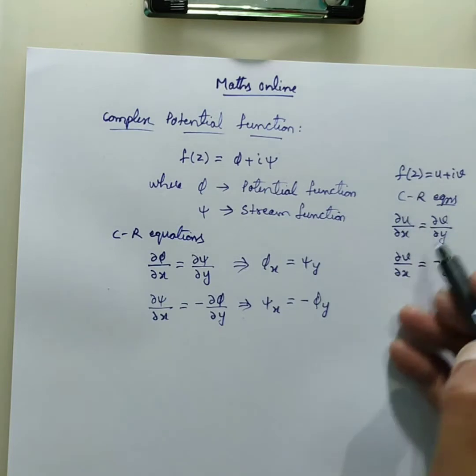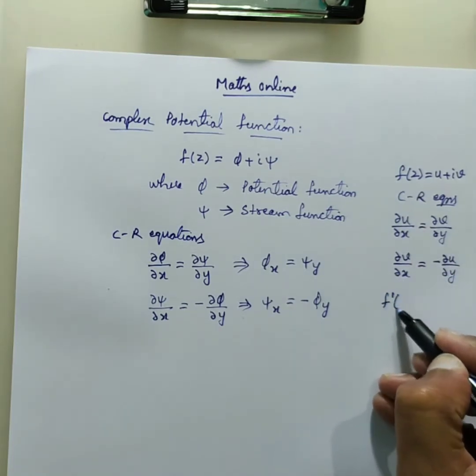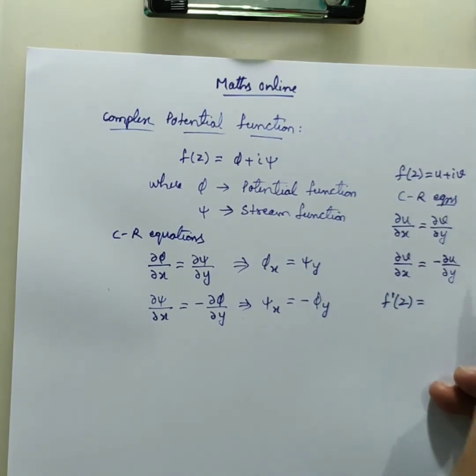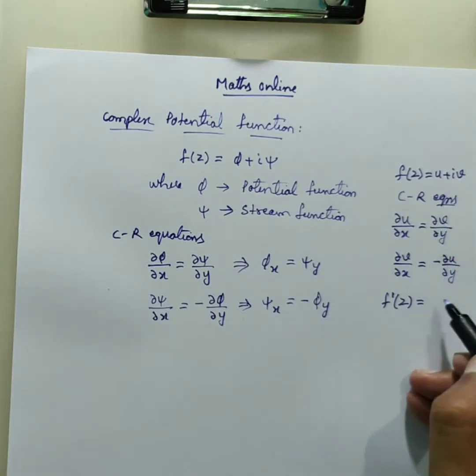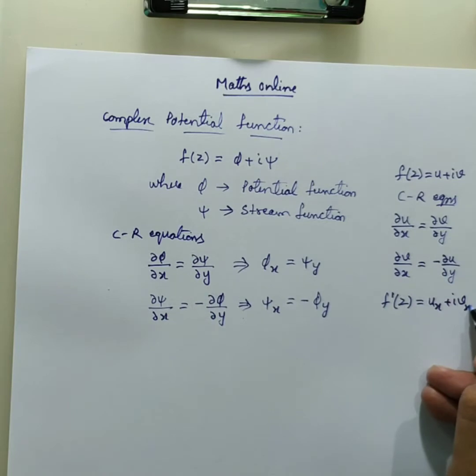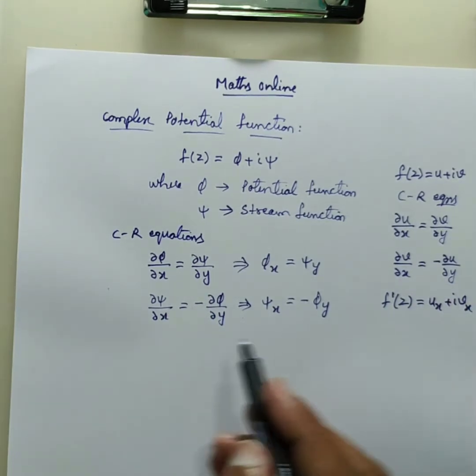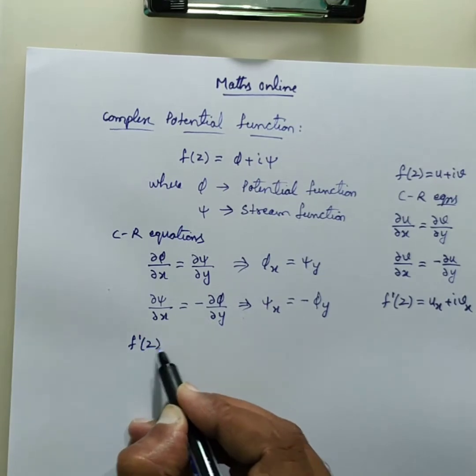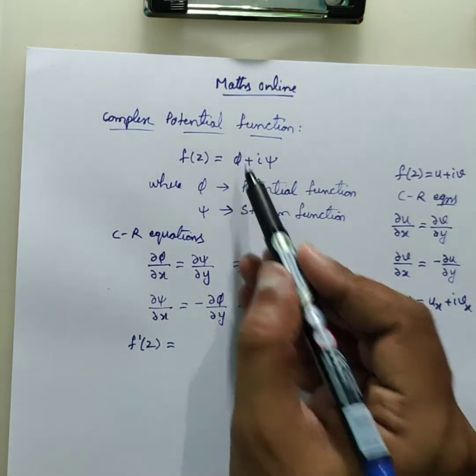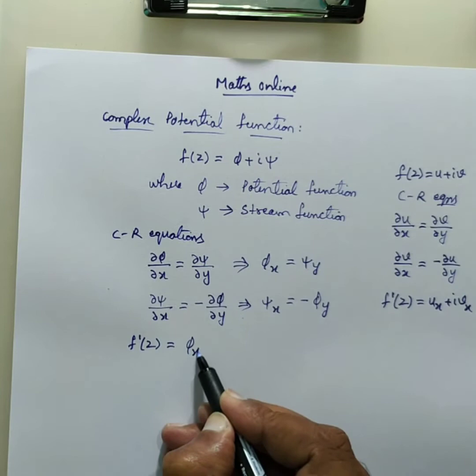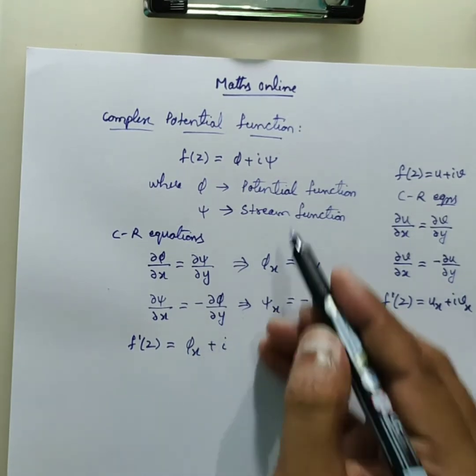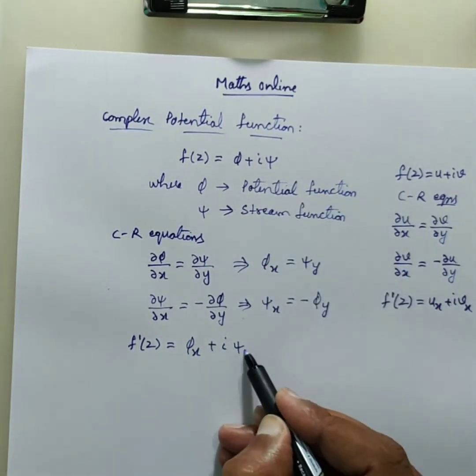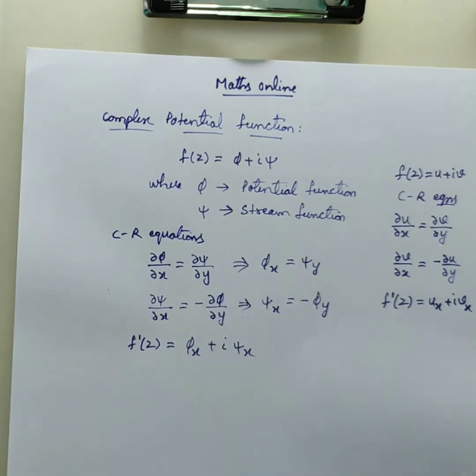Similarly, the derivative of this given function, as we know, f dash of z is equals to ux plus i times vx. In the same way here you can write down the derivative as f dash of z equals phi x plus i times psi x. So that's the derivative of the given function.